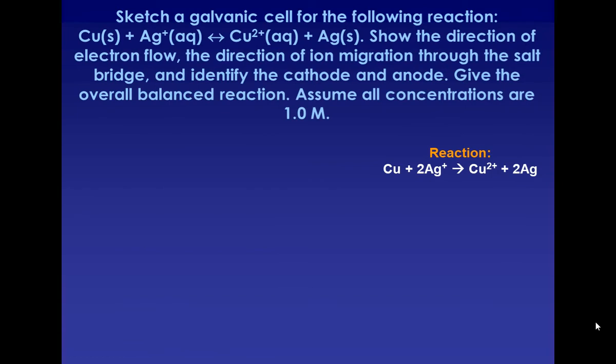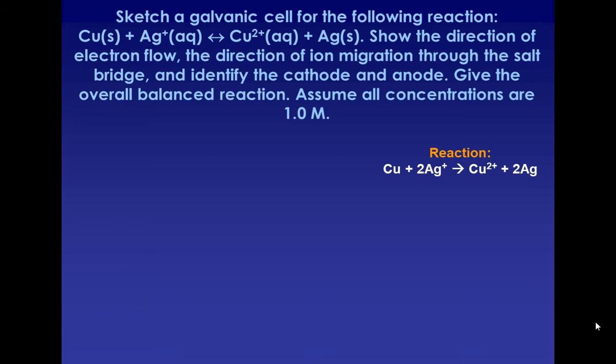So we're going to practice one of these, and I don't know why I didn't animate the reaction side, sorry. We're going to sketch a galvanic cell for this reaction. We've got copper and silver ions making copper ions and silver. We're going to show the electron flow. We're going to show how the ions are migrating through the salt bridge, and we're going to identify your cathode and your anode. You're allowed to assume the reactions are 1 molar, and I've given you the balanced reaction.